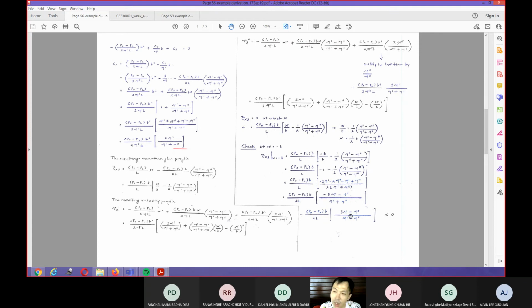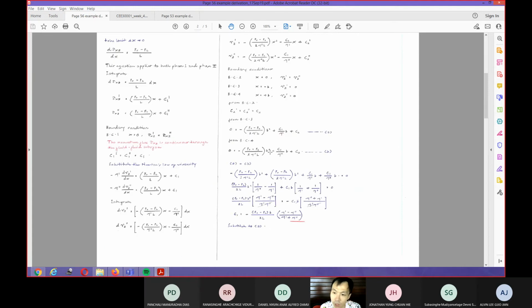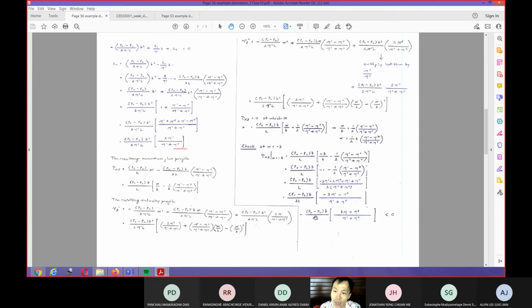Why is this negative? Because I know that P naught should be higher than PL in order for the flow to exist. If P naught is lower than PL, that means there will be no flow from here to here, because obviously the pressure has to be high on this side in order for the flow to go from here to here. You get it? Ready? So this particular term will be positive, right?